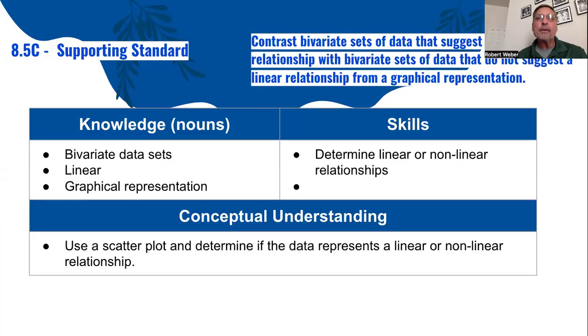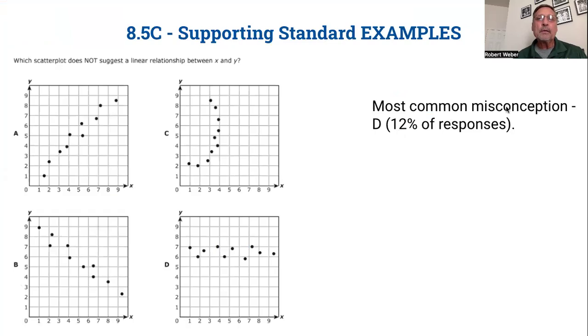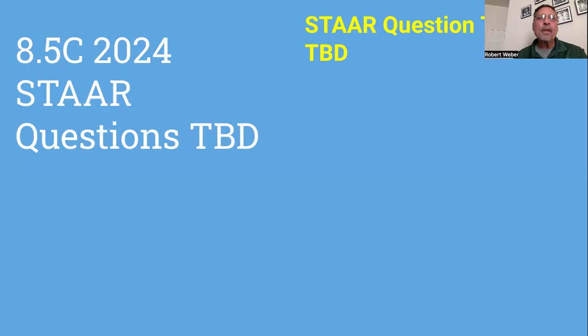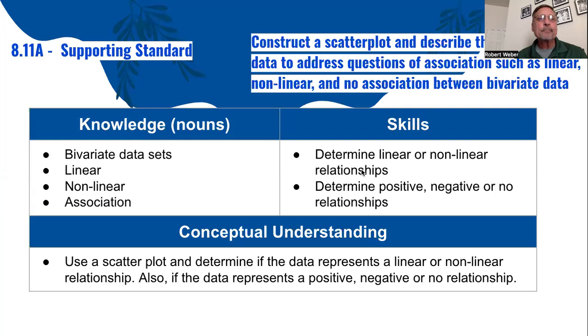8.5C, the supporting standard, is contrasting bivariate data that suggests a linear relationship with bivariate sets of data that do not suggest linear relationships from graphical representations. You can see the common misconception on this one is D, which scatter plot does not suggest a linear relationship. And folks look at D. Taking us further. 2024, as soon as it's released, I will put that in the slide deck as well.